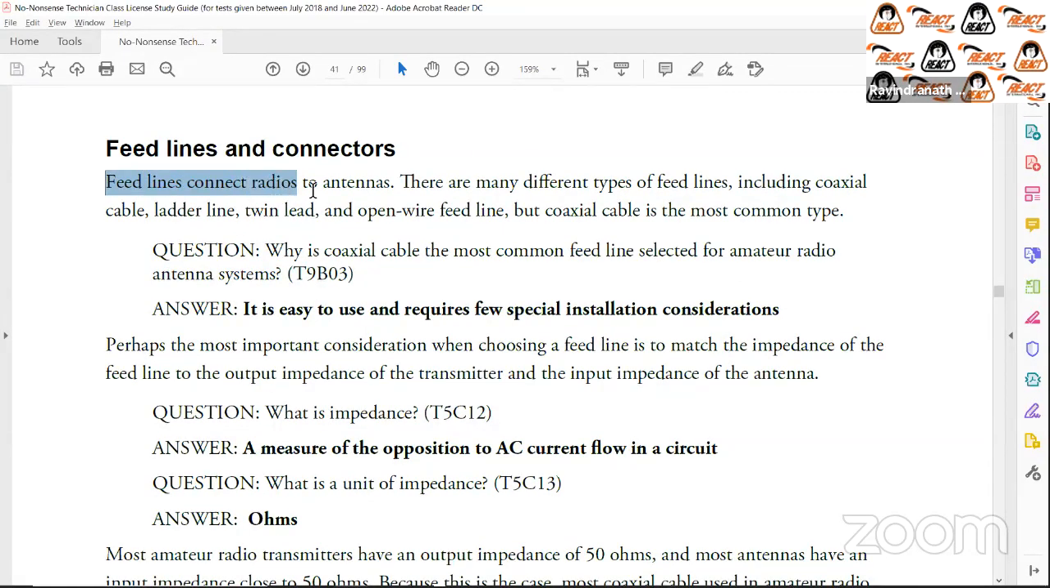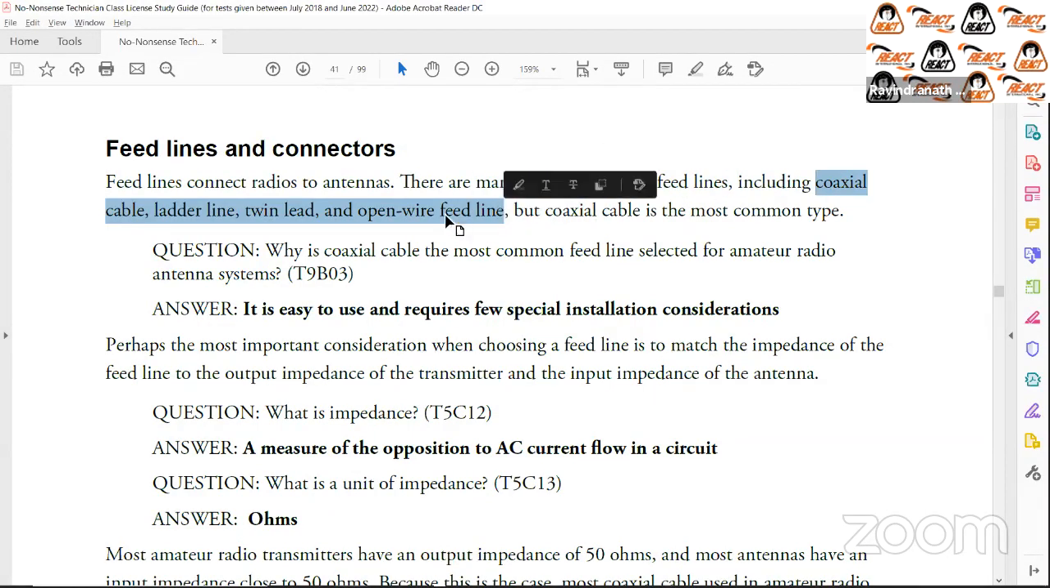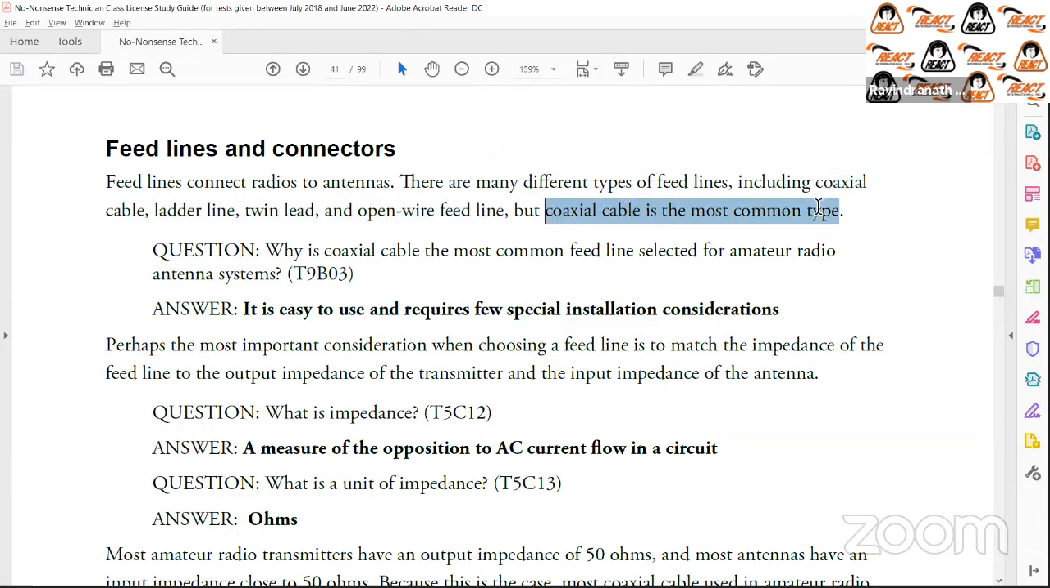So we dealt with feed lines, and we said that we use feed lines to connect radios to antennas, and there are many different types. The ones that they talk about here are coax cable or coaxial cable, ladder line, twin lead, open wire feed line, and so on. And probably for our next class, we can show you what these other types look like. But they say that coaxial cable is the most common type.